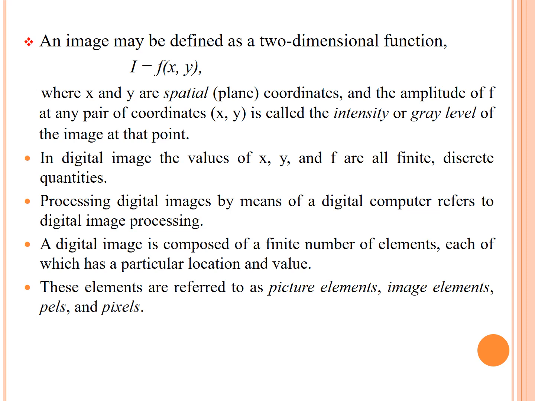The field of image processing refers to processing of digital images by means of a digital computer. A digital image is composed of a finite number of elements, each of which has a particular location and value. These elements are referred to as picture elements, pels, or pixels.